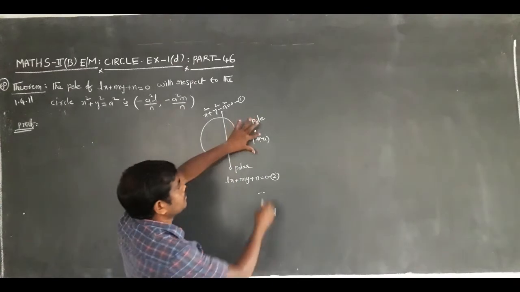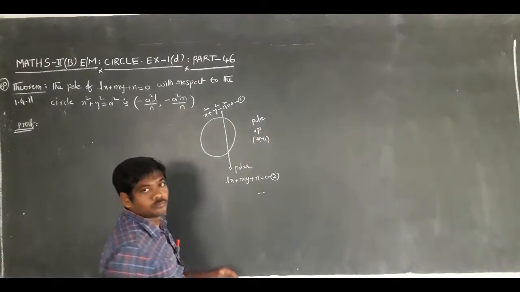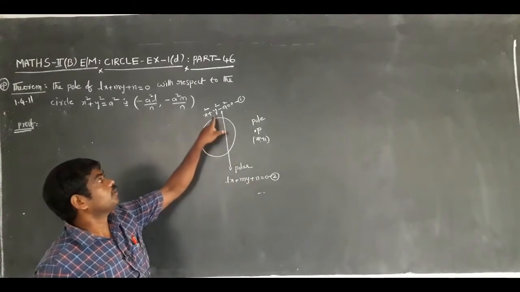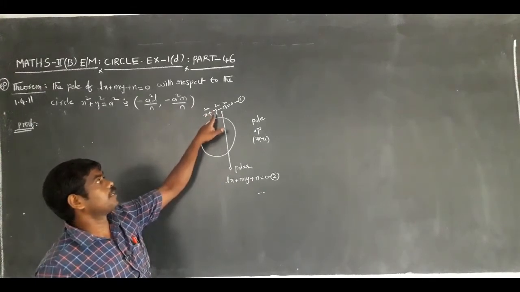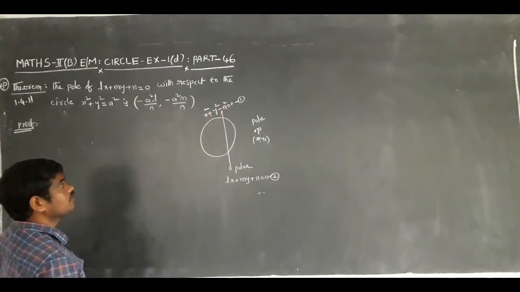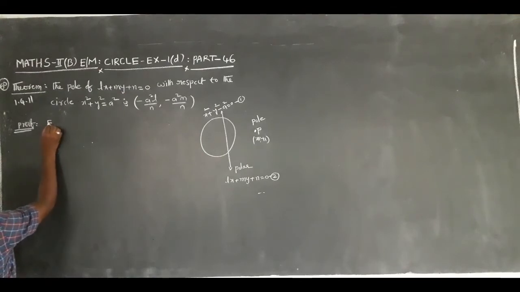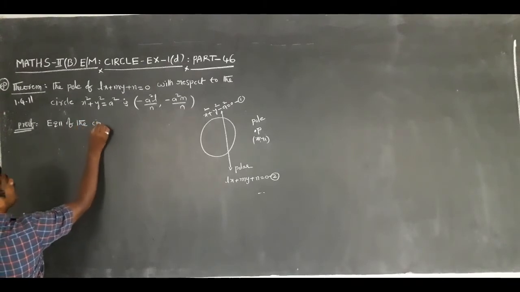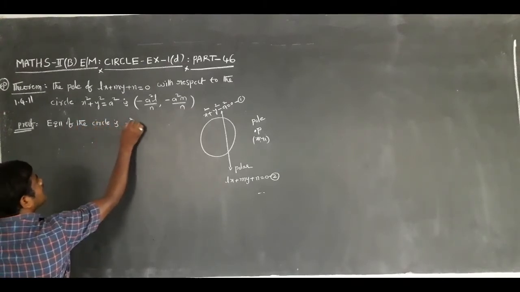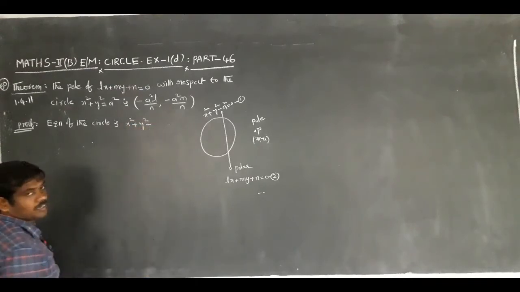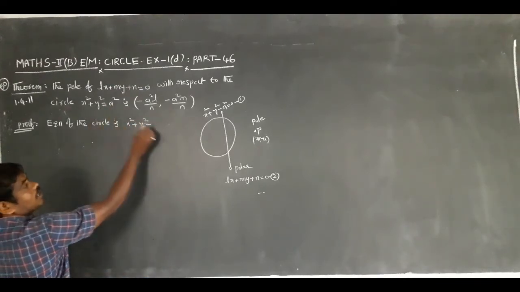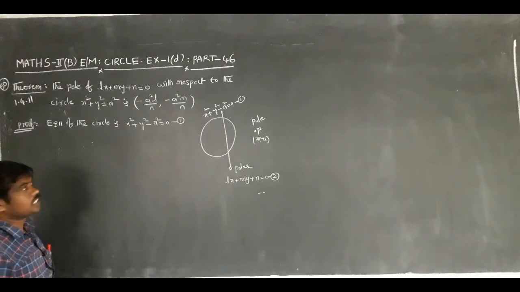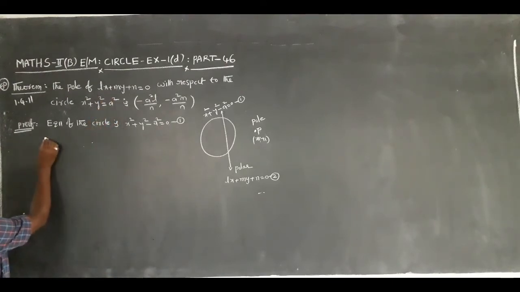Here we find the pole. Find the pole of Lx + My + N = 0 with respect to the circle x² + y² − a² = 0. Here, given the equation of the circle: x² + y² = a², meaning x² + y² − a² = 0. Next, the equation of the polar.